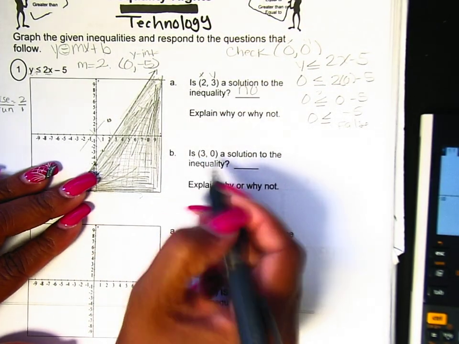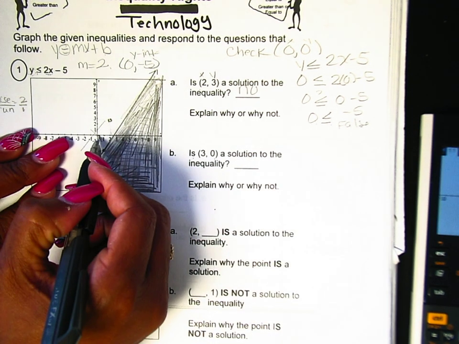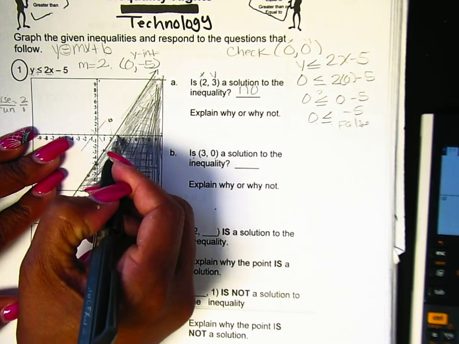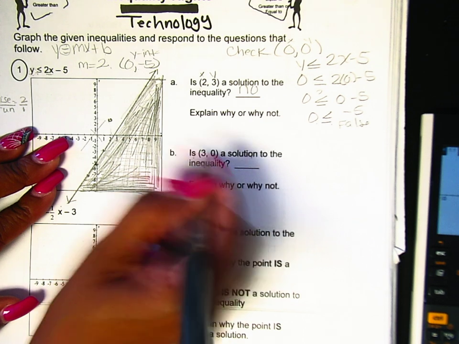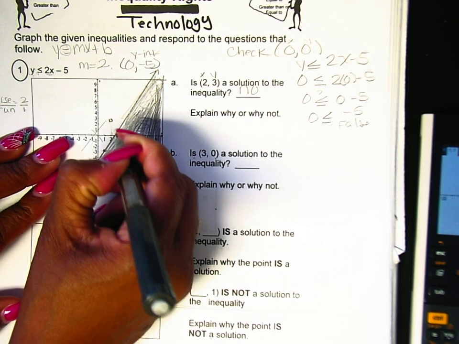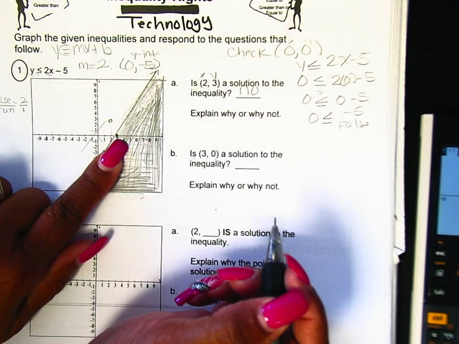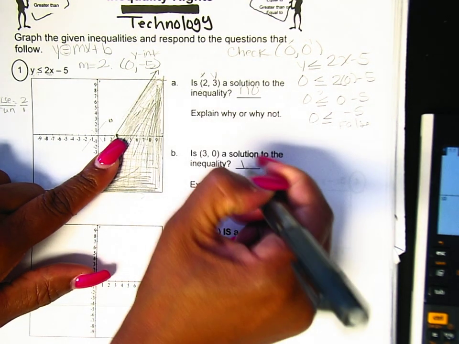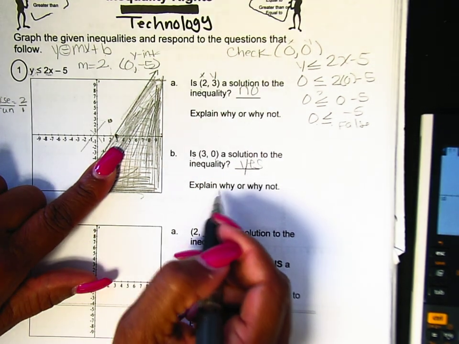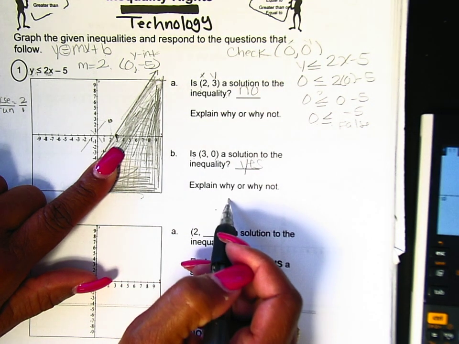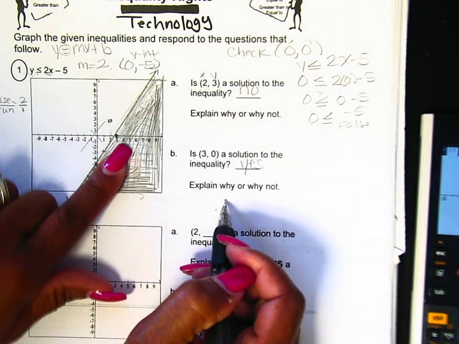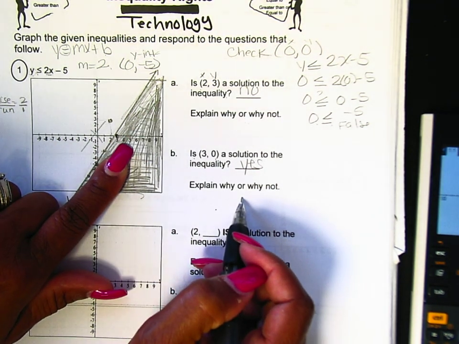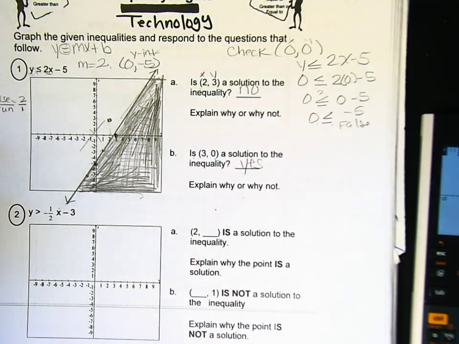Here, is (3, 0) a solution? I'm going to go to the origin, go to 3, go 0. 0 means go nowhere. You stay right where you're at. Here. Is that a solution? Is it on the line or in the shaded region? Yes, it is a solution. (3, 0) is a solution because it lies in the shaded region of that linear inequality. Good.